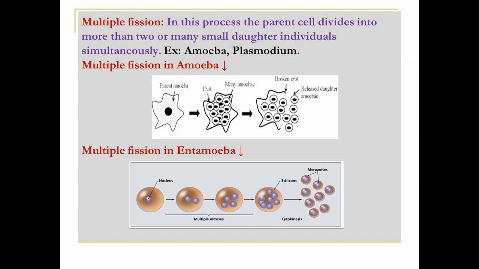Multiple fission: here the parent cell divides into more than two daughter cells, that is, a maximum number of daughter individuals are produced by splitting of one parent cell. It is a rapid process and produces a large number of progenies within a short period of time. For example, amoeba, paramecium, and entamoeba. In the two diagrams, the parent cell is covered in a cyst, with different amoebulae inside; the daughter cells rupture the cyst and release a number of daughter amoebulae. The same process takes place in entamoeba, which is an endoparasite of the human large intestine.